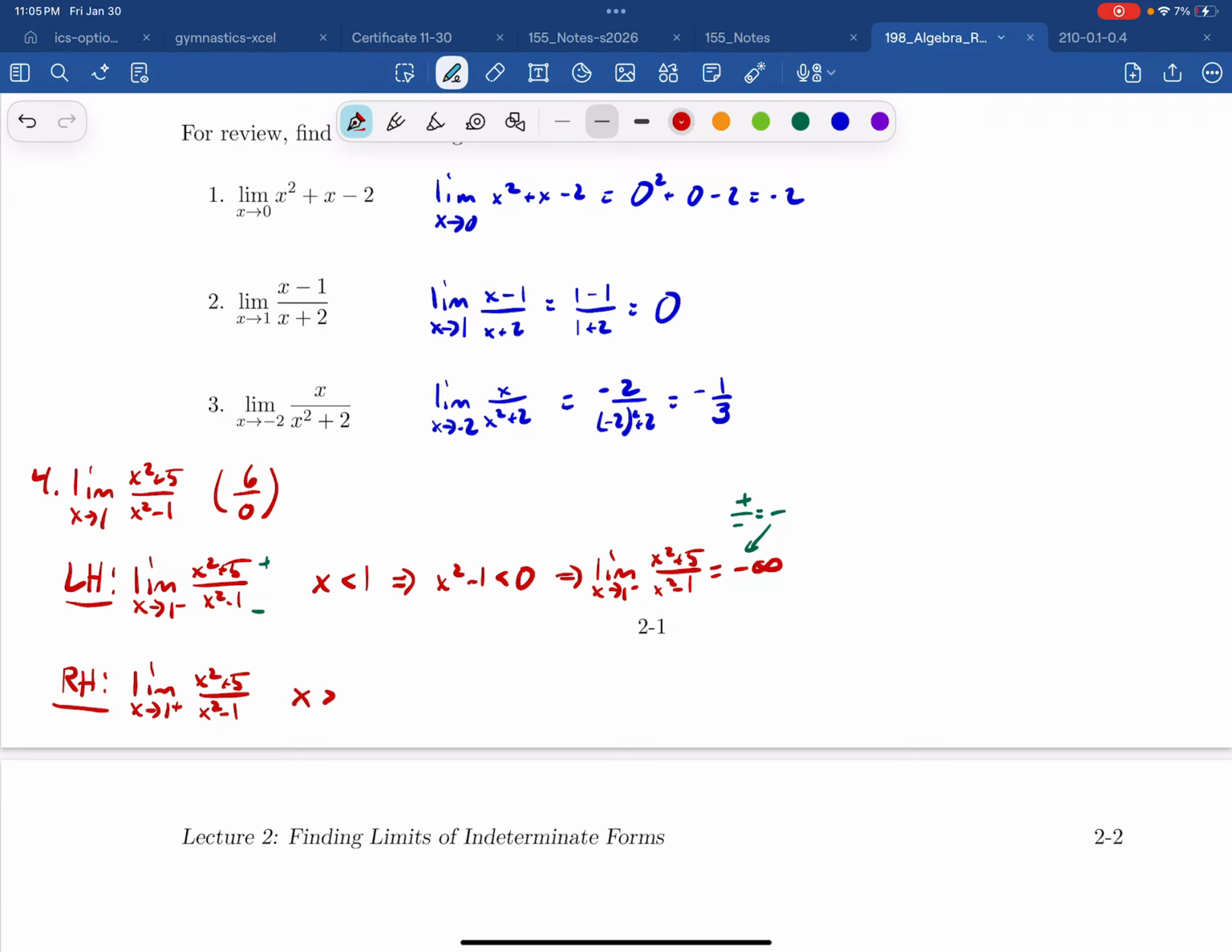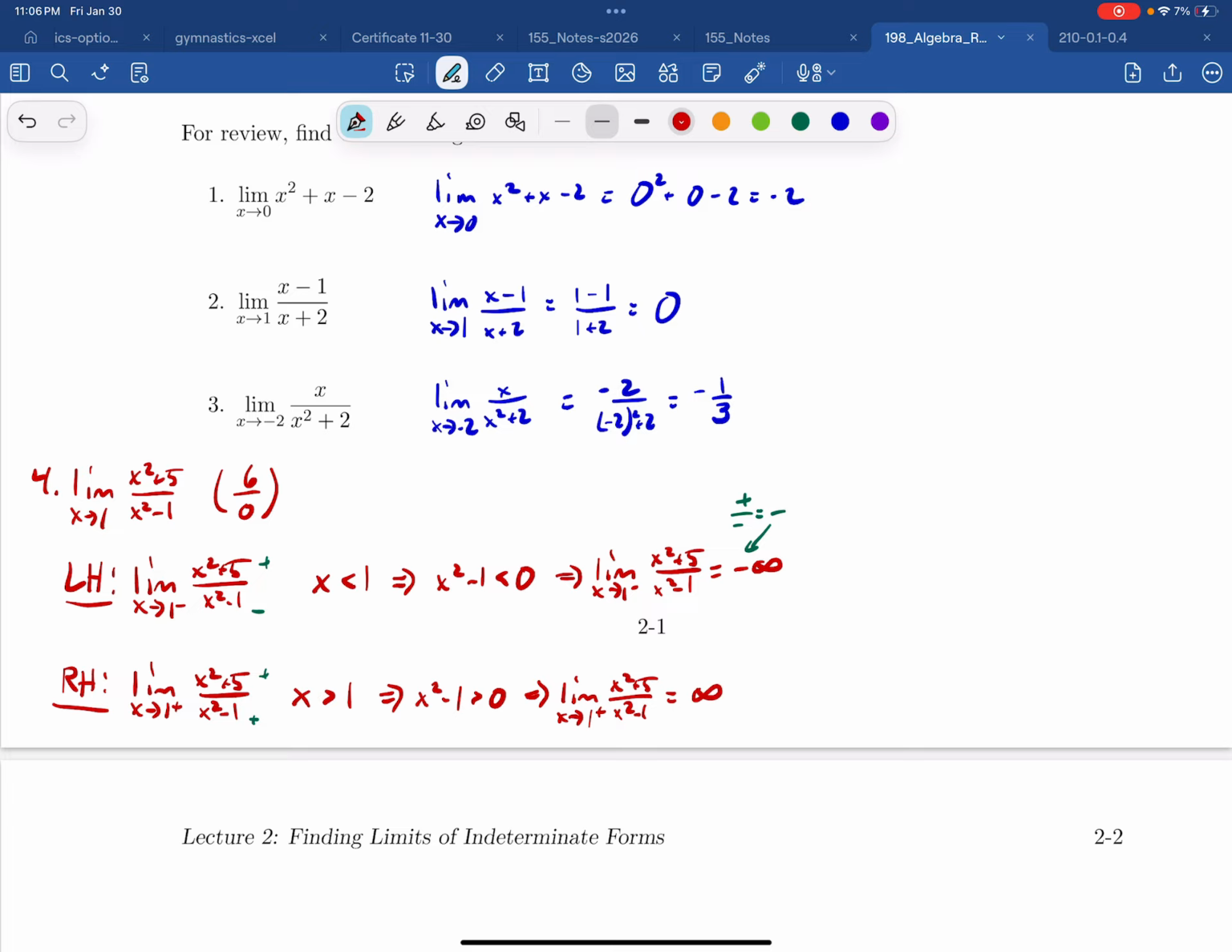Well, now we're considering x greater than 1. And that means, if you think about it, like 1.01, for example, if you square it and subtract 1, you're going to get something a little bit bigger than 0 for the same reason as before, but it's the opposite, right? And that means that we're getting a positive over a positive. So the limit as x approaches 1 from the right is going to be positive infinity.